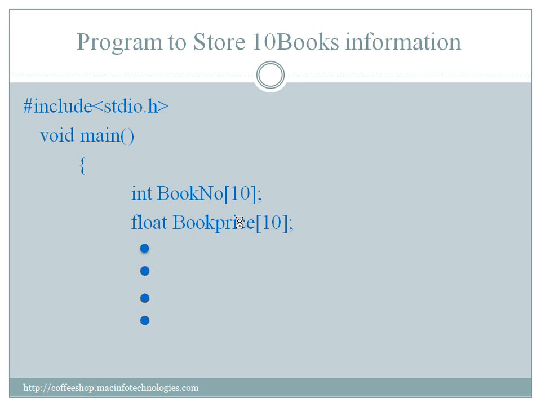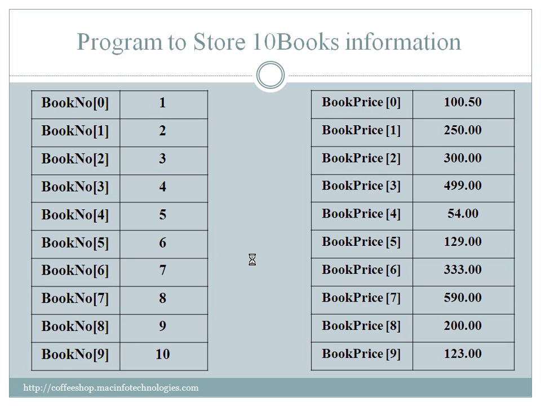We can use an array of type int, say book number of size 10, and an array of type float, that is book price of size 10. So this way we can save the value of book numbers and the book price in two different arrays. But what happens? They are not related. They are two different arrays and there is no relation between the book number and the book price.